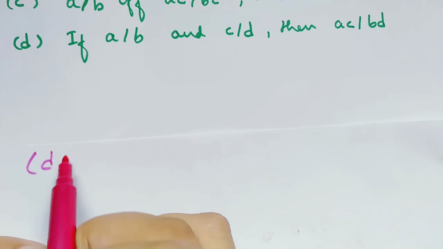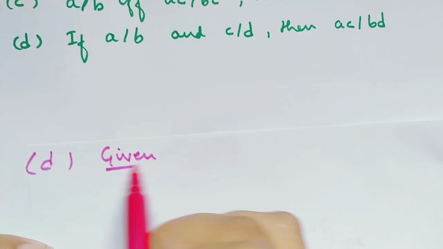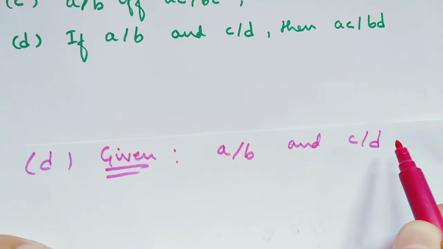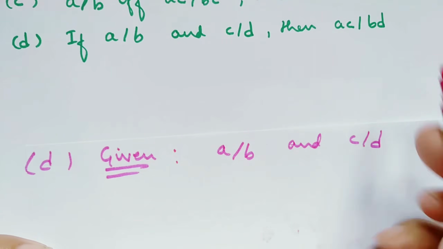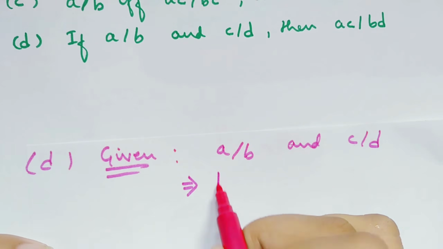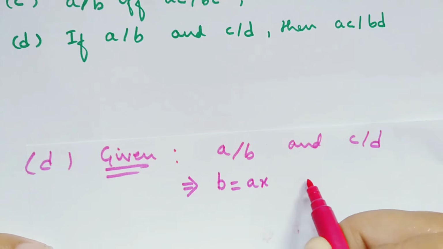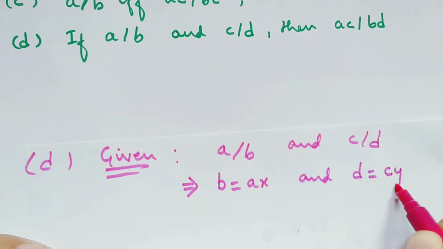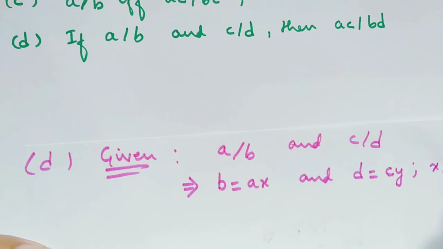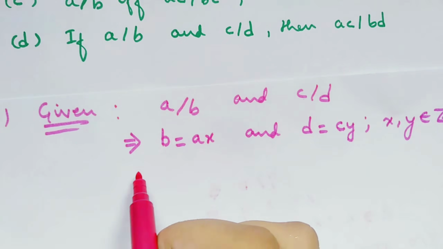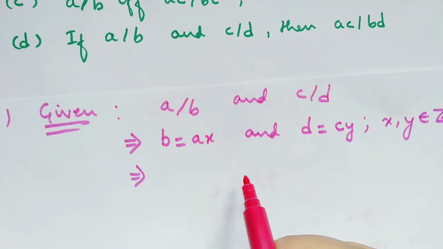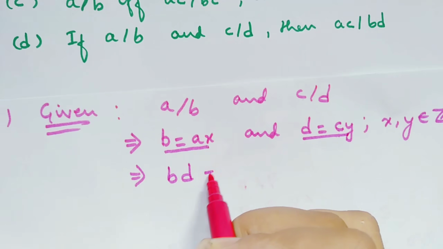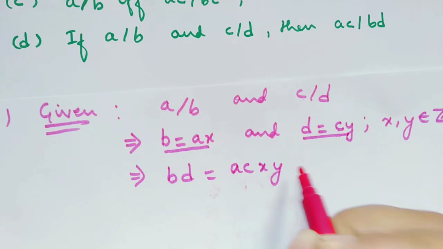Okay, d. It's given to us that A divides B and C divides D. We have to prove that AC divides BD. If A divides B, we write B as A into some integer X, and if C divides D, then D is equal to C into some integer Y. X and Y are integers. Now we want to show that AC divides BD. So we multiply these two, B into D, A into CXY.